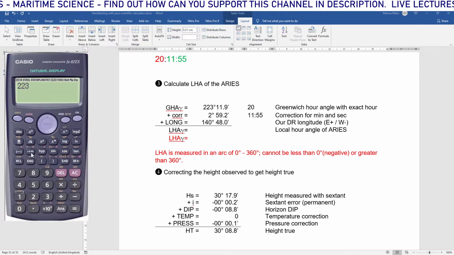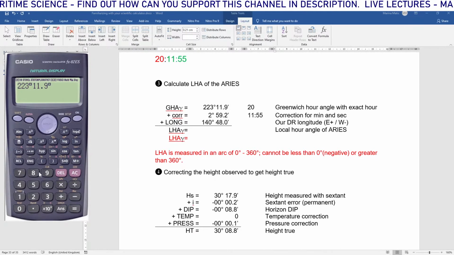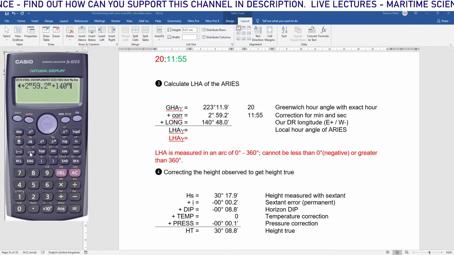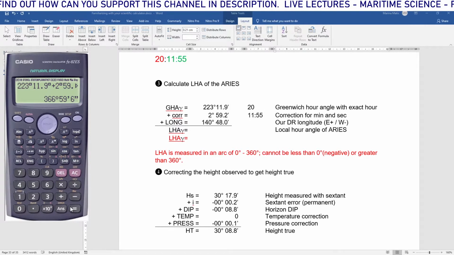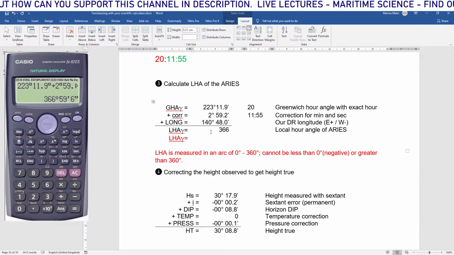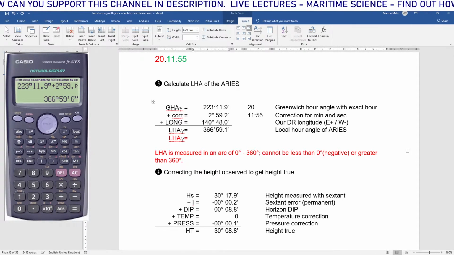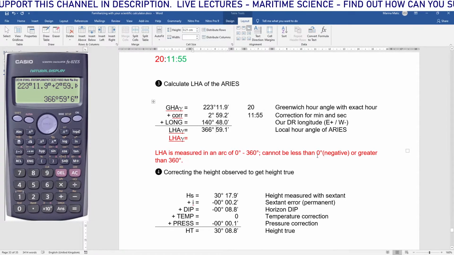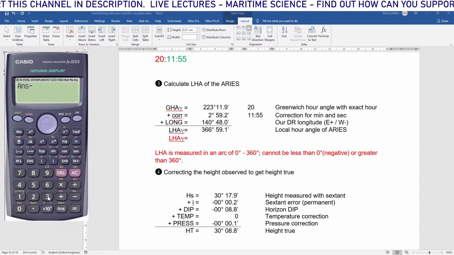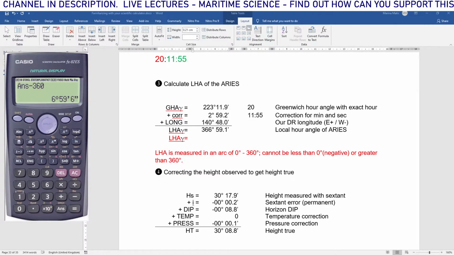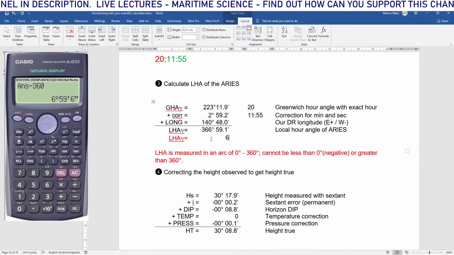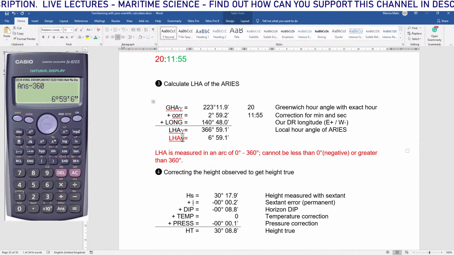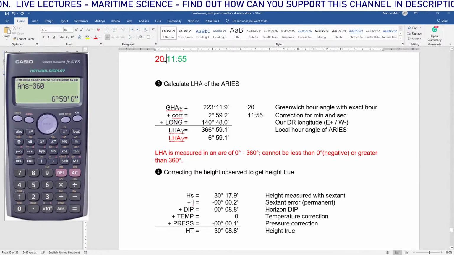So we have 223 degrees 11.9 minutes, plus 2 degrees 59.2, plus 140 degrees 48 minutes. And we get the number, so I'm going to do it here as well. In a real situation on a ship, you would not write this down because you automatically know this number cannot be right, because it's over 360. LHA is measured in an arc of 0 to 360, cannot be negative, or greater than 360. So in our case, we need to subtract 360 because we got a result that is over 360. So the correct value is 6 degrees 59.1. That is the local hour angle of spring point Aries for our moment of observation, on this date, this hour, this minute, this second.